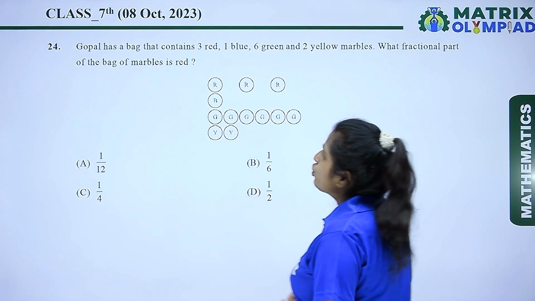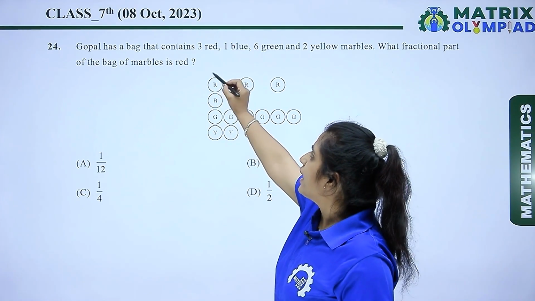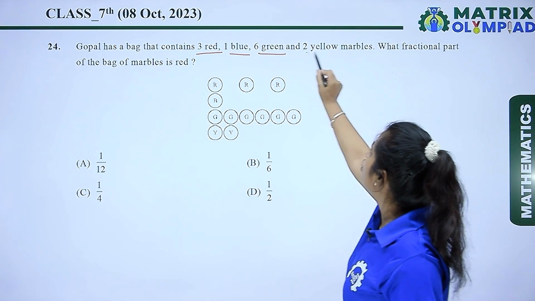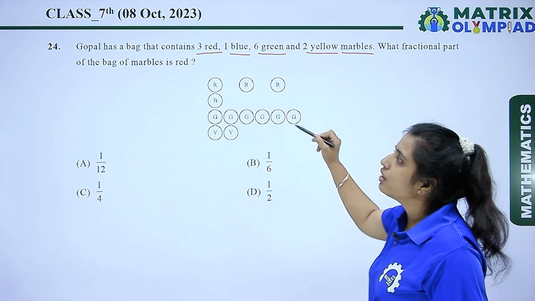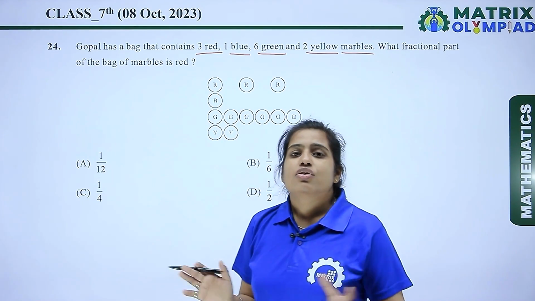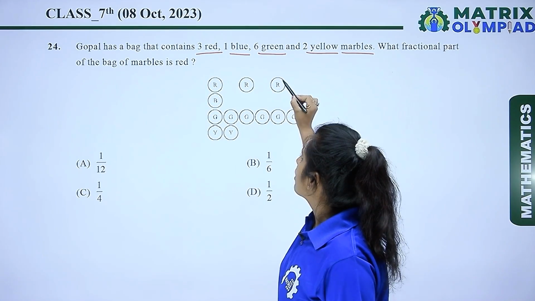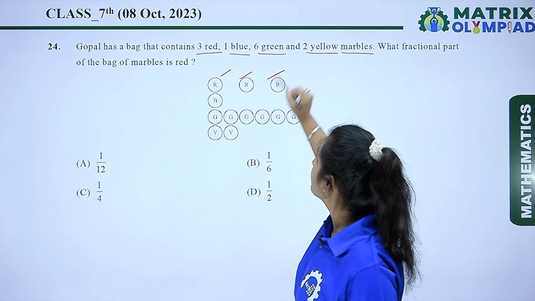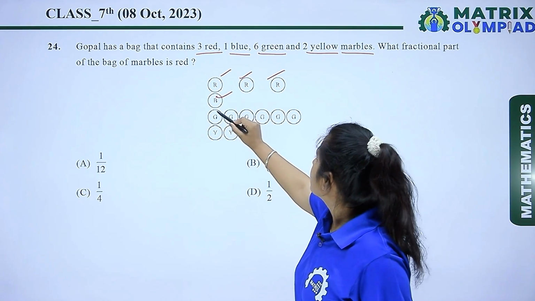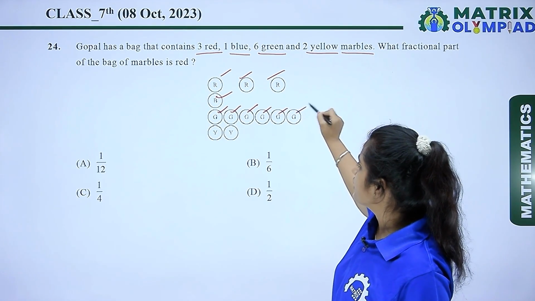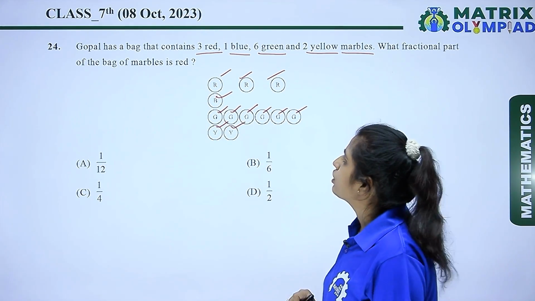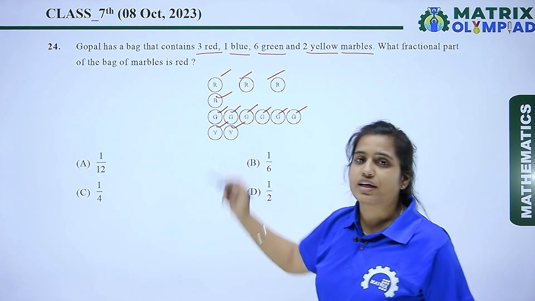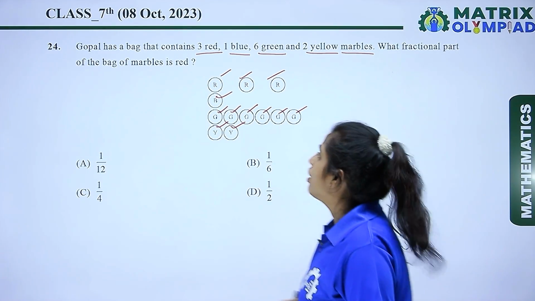Now here the next question is, Gopal has a bag that contains 3 red, 1 blue, 6 green, 2 yellow marbles. So here Gopal is having a few colors of marbles that are red, green, blue and yellow. So here 3 red are there, 1 blue, 6 green, and 2 yellow marbles. Now, what fractional part of the bag of marbles is red? We have to find the fractional part.